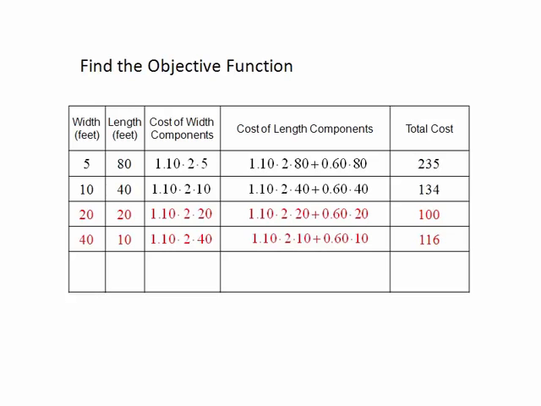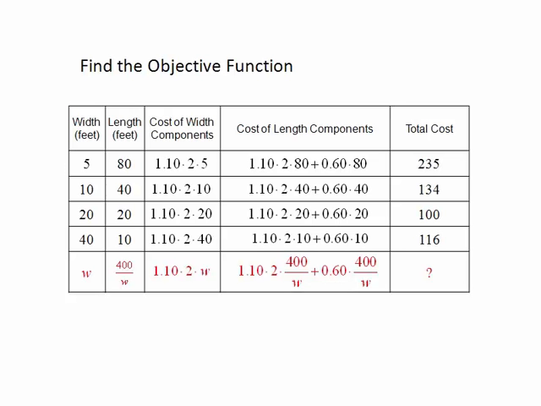Continue to add different size enclosures. Note that as the width increases, the length decreases to ensure that the area is equal to 400 square feet. It appears that the total cost is at a minimum for an enclosure that is about 20 by 20.